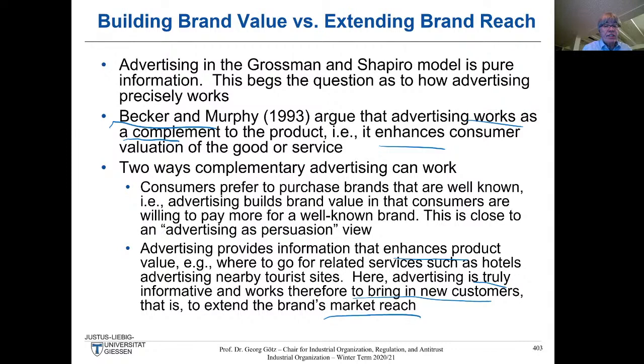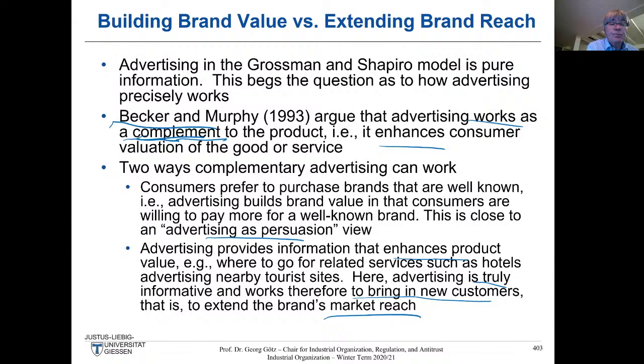So it makes more consumers aware of the product, and here it's not the product of which the people are informed, but of some complementary services in a sense. On the other hand, it could also be more like the persuasive view of advertising, that is, you convince them. I still do not exactly know what the difference between persuasion and manipulation is, but here, in a sense, you convince them this is a good thing, perhaps even contrary to their own convictions. That's what we have here.